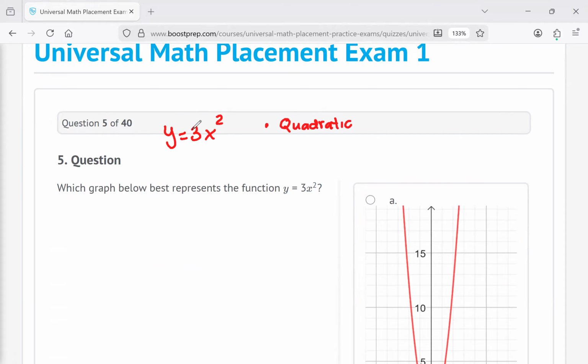and how do I know? It's because it's a power of two, right? It's a quadratic, and I know it opens up. And how do I know it opens up? Because the a value is 3, meaning it's positive, right? There's no reflection. And if you want to find extra points, that's fine. But I also know the vertex is at (0, 0). Why? Because there's no horizontal or vertical shift.